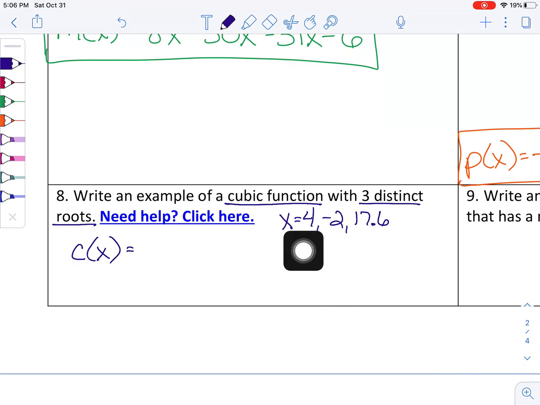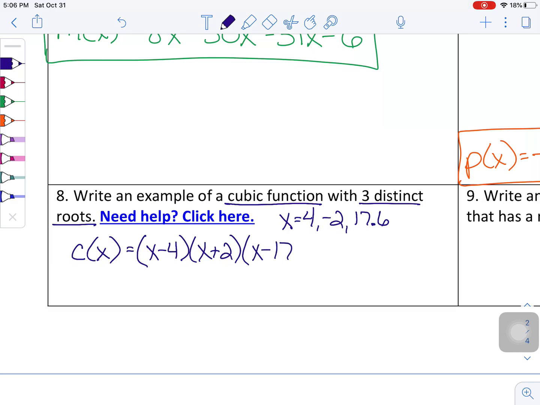So each one of these answers, we're going to flip its sign when we go to write our factors. So if x is equal to 4, when we go to write the factor, that would become x minus 4. If x is equal to -2, we would have x plus 2 as a factor. And if x is equal to 17.6 or something else ridiculous, it doesn't matter, we would go x minus 17.6.